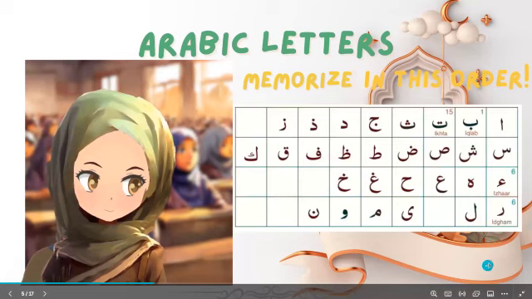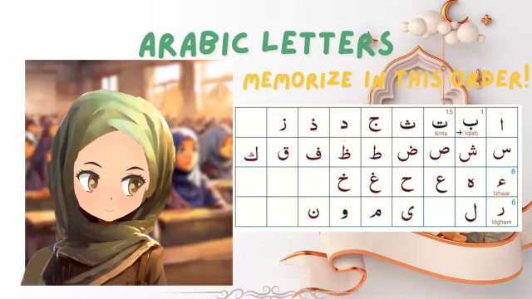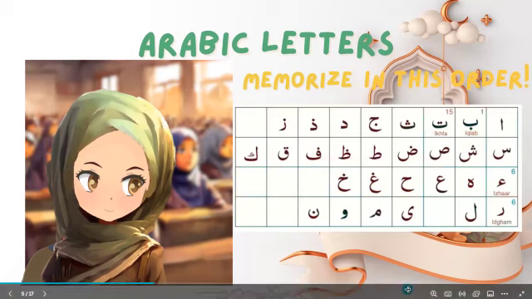Awesome job. Remember how we say the letters is important. So we stretch the sound, like instead of saying ba, we say baa. Or instead of saying ta, we say taa. Now, if you have a question, write it in the comments below.